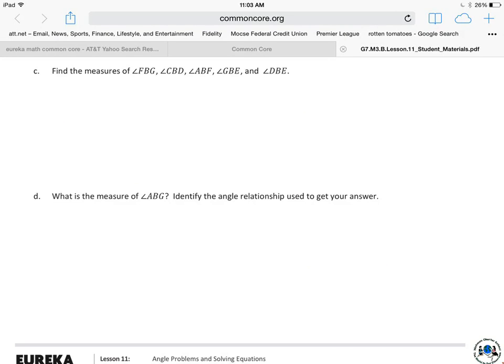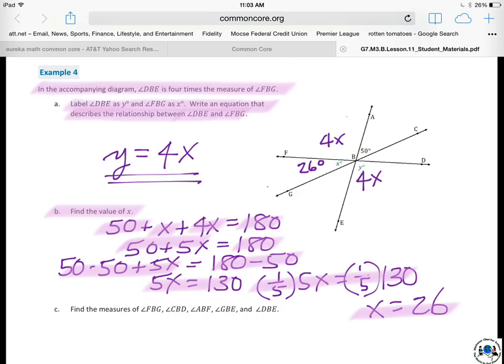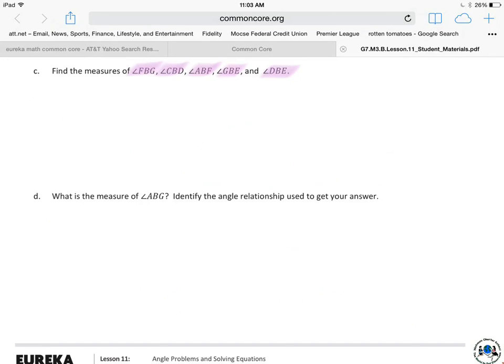Next one, C, is asking us to find the measures of these angles: FBG, CBD, ABF, GBE, and DBE. Let's go ahead and look back, and we'll figure this out. If you want to pause right now and do this by yourself and come back, that's fine. But if you don't want to, I'm just going to continue talking. So FBG, we know that is 26 degrees. Let's put that equals 26 degrees.